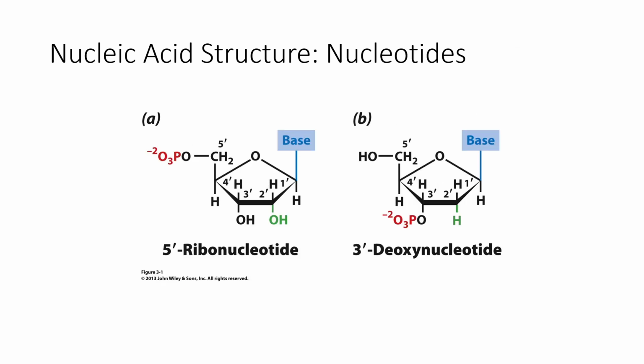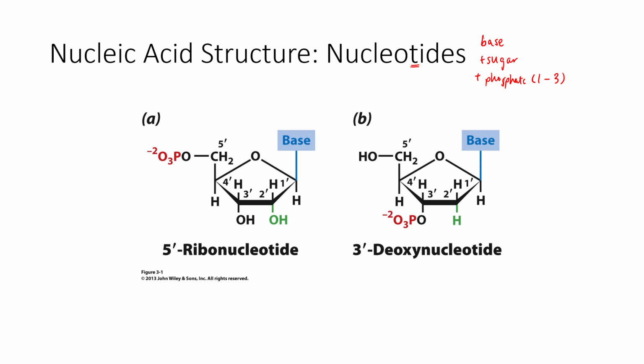The next type of nucleic acid structure to consider is the nucleotide. So before we had a nucleoside, that was sugar plus base. Now for a nucleotide, we are adding on. So now we have the base plus the sugar plus at least 1 phosphate. And generally you will see anywhere from 1 to 3 phosphates attached.